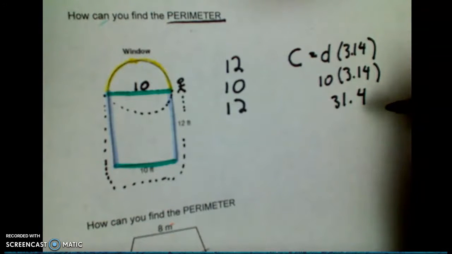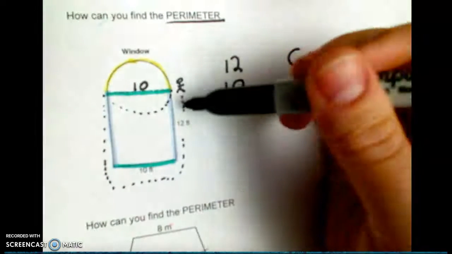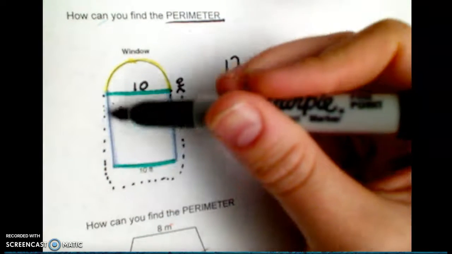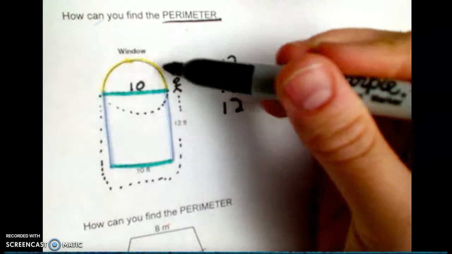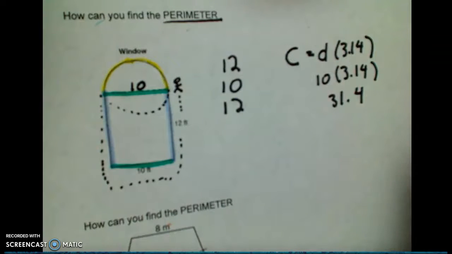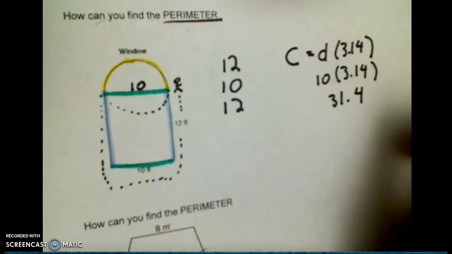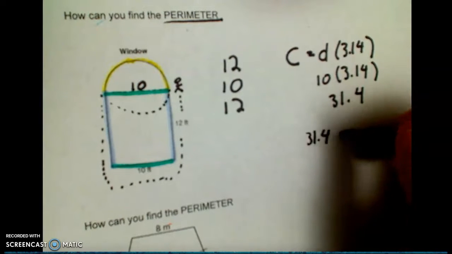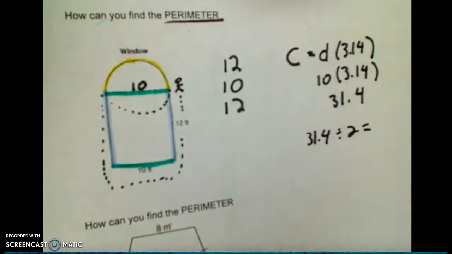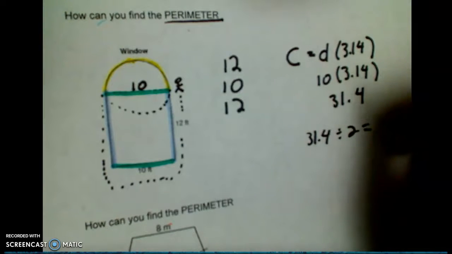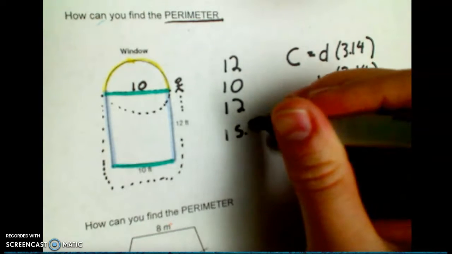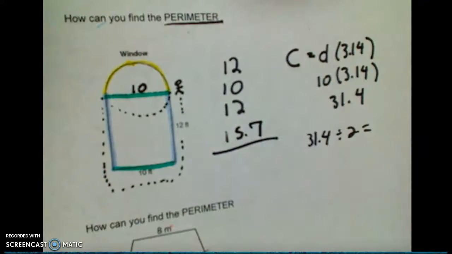But he doesn't want to walk all the way around the circle. See, he's already gone there, and he just wants to walk around half of the circle. Well, let's take half of 31.4. To find out half, we just divide by 2. So he's going to walk 15.7 feet. Okay, let's double check and make sure that makes sense.